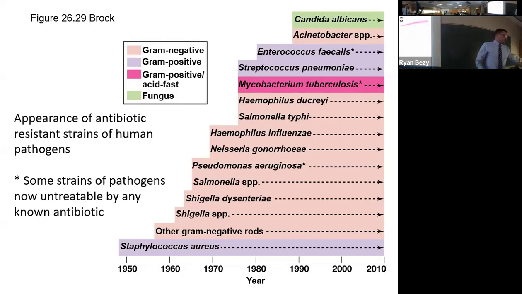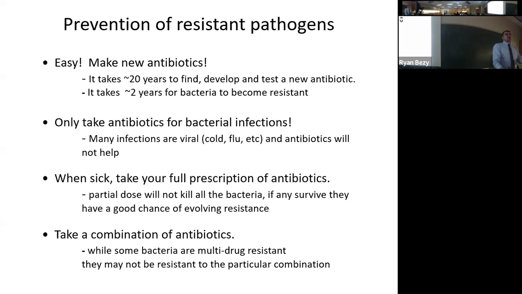Okay. So last thing for the semester, very last thing for the semester, how do we prevent resistant pathogens? Well, let's just make new antibiotics, except again, we don't make new antibiotics. We discover them. We discover microorganisms making them, and then we co-opt them for our own use. It takes about 20 years to find, develop, and test a new antibiotic. But then once you put it into circulation, it takes about 2 years for the microorganisms to start developing resistance to it.